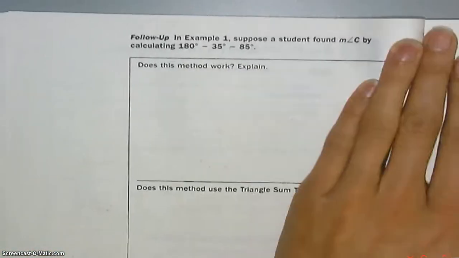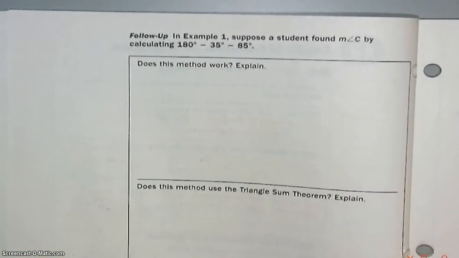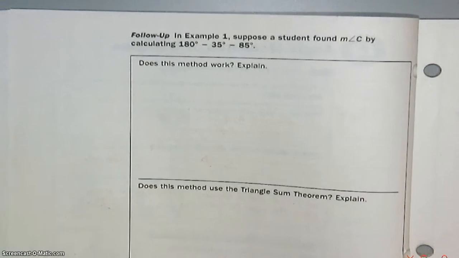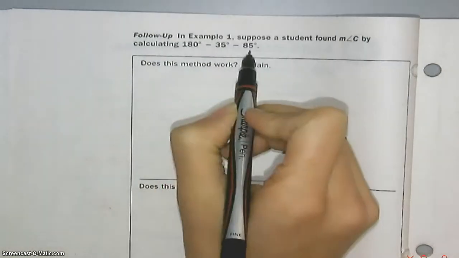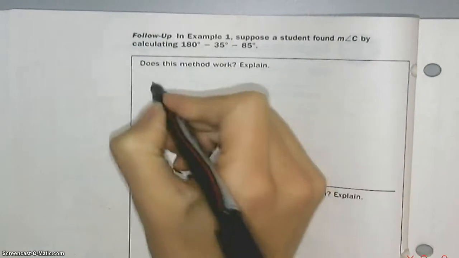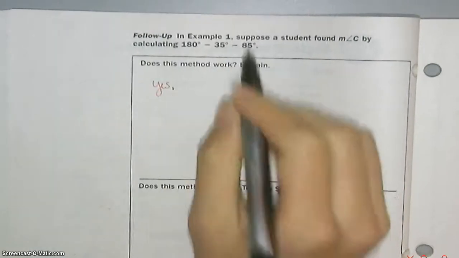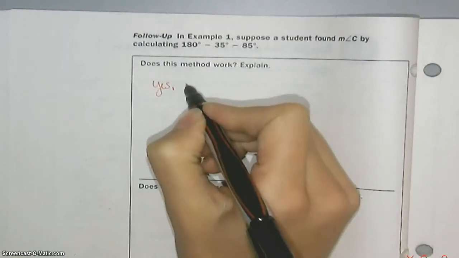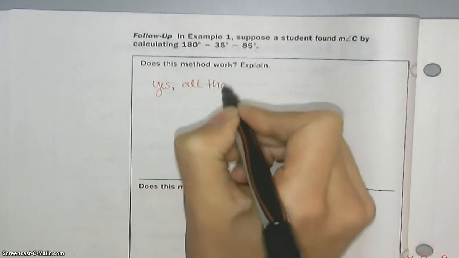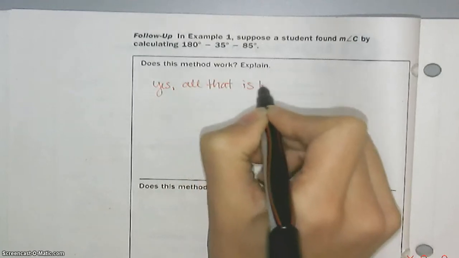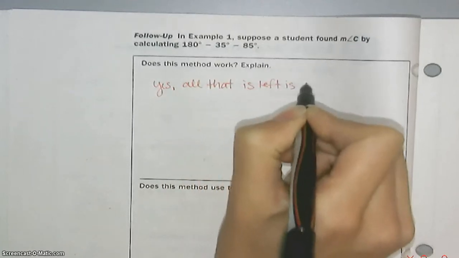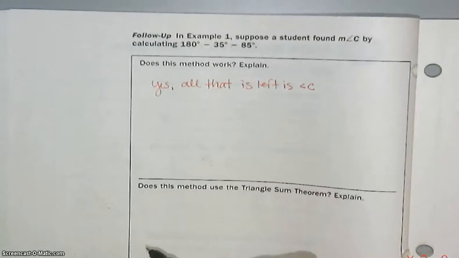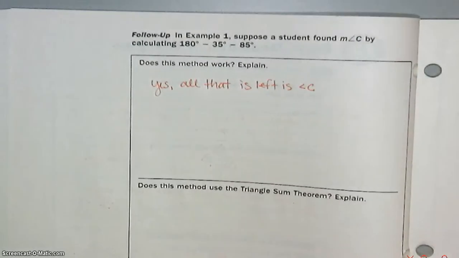In example 3, suppose a student found angle C by calculating 180 minus 35 minus 85. So you took away angle A and took away angle B, and that would work, because all that's left is angle C. And that's what we were looking for. So that's one way you can do it. You can do 180 minus the other two angles. That's basically what we did. We just added first.